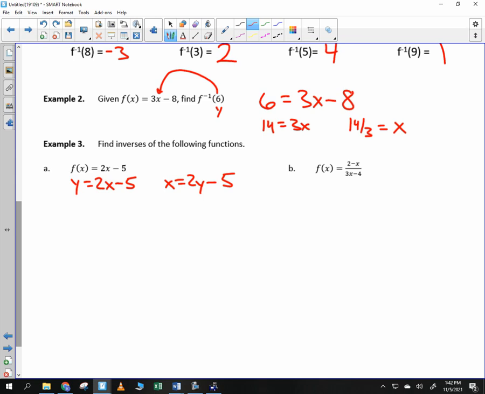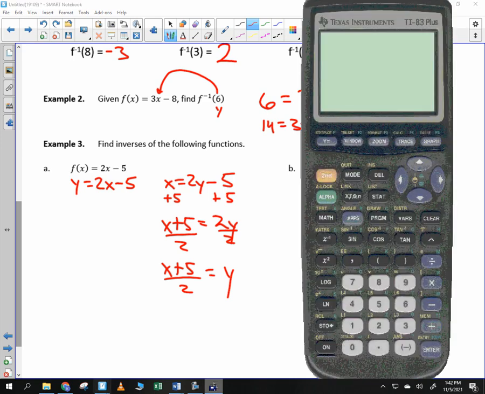Now I just solve for y. Add 5. So x plus 5 is 2y. Then divide by 2, and you have x plus 5 over 2 is equal to y. If you would like to write 1/2 x plus 5 halves, that would be okay as well. That's it. You okay with that? We found an inverse. I'll show you this a couple times.